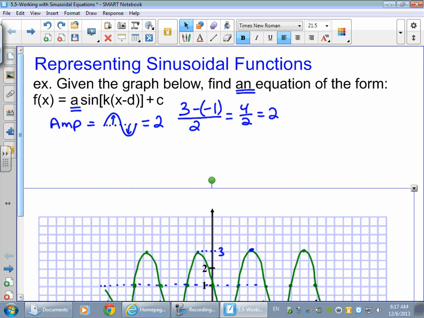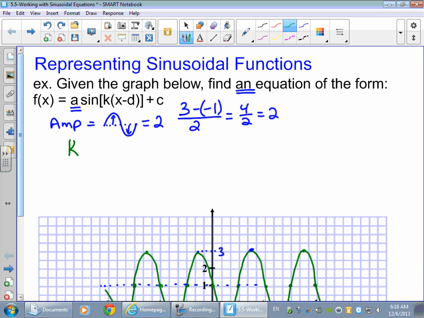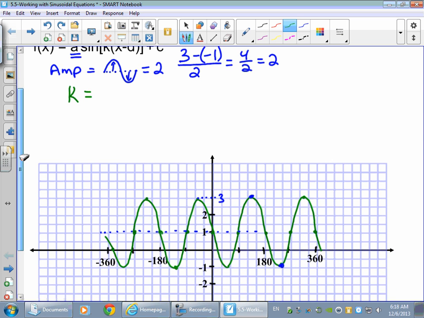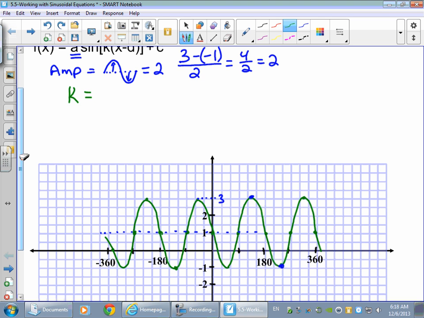Okay, so second value now, the K value. What I see on the graph is going to help me establish my K value. The K value comes from the period. We want to get technical here. The period is exactly 360 divided by K. So the pure math of it is this. But what we recognize is that by definition the period is the length of one cycle.